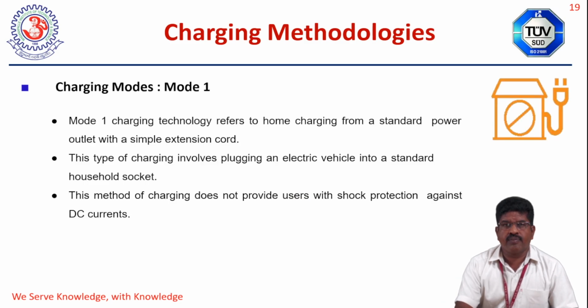So the first type we have seen is mode 1 charging mode. Here we can see this charging can be done from a standard power outlet with a simple extension. At homes we can do it. This type of charging involves plugging an electric vehicle into a standard household socket, and this method of charging does not provide users with shock protection against DC currents.